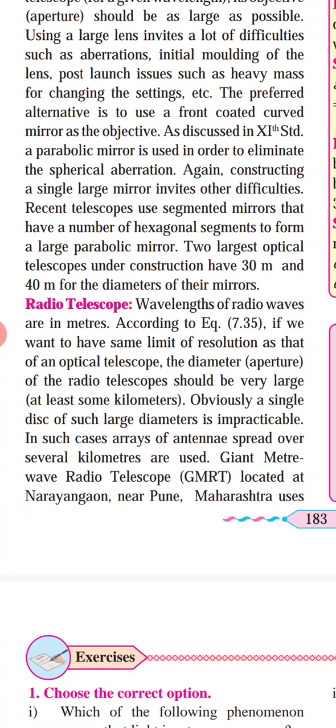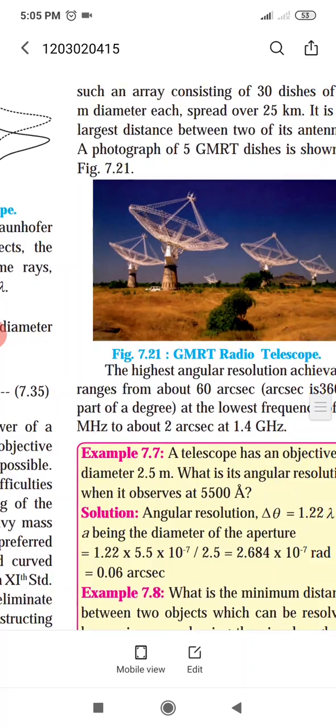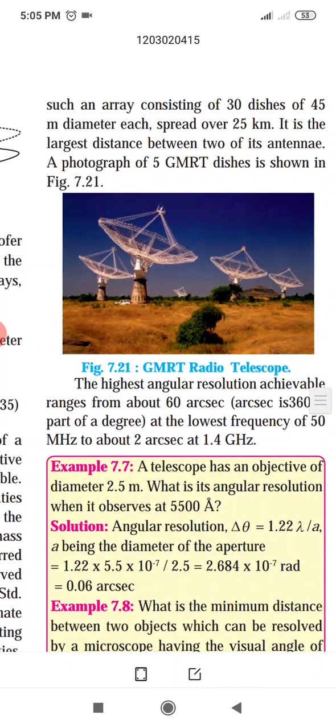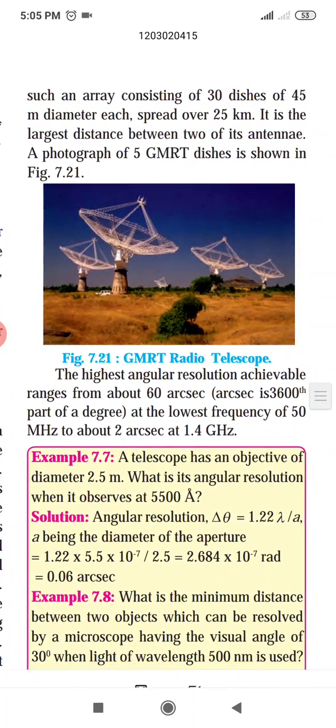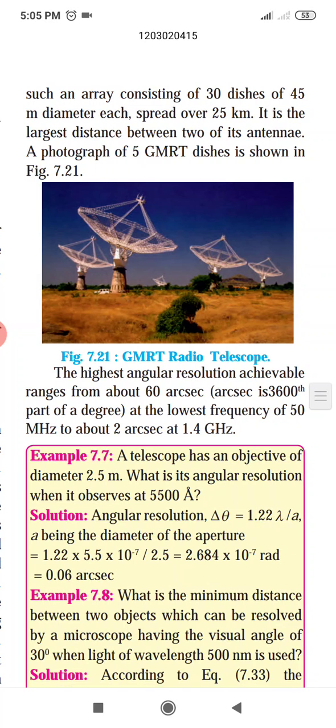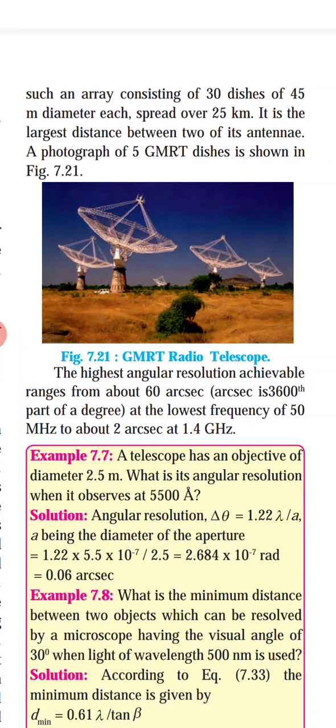So GMRT, that is Giant Metrewave Radio Telescope, is located at Narayangaon near Pune, Maharashtra. It uses such an array consisting of 30 dishes of 45 meter diameter each, spread over 25 km. It is the largest distance between two of its antennas. A photograph of GMRT dishes is shown in figure 7.21.